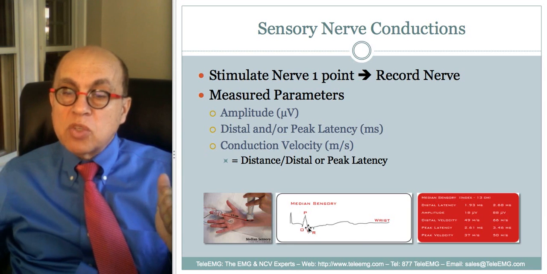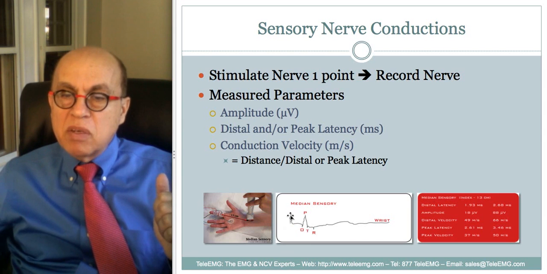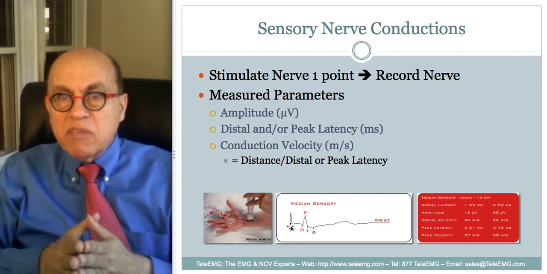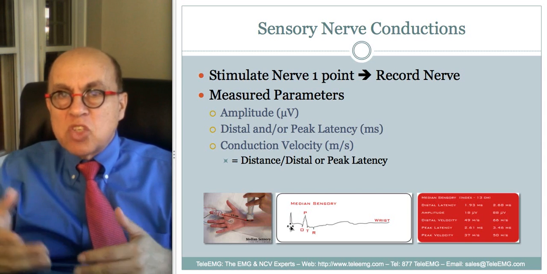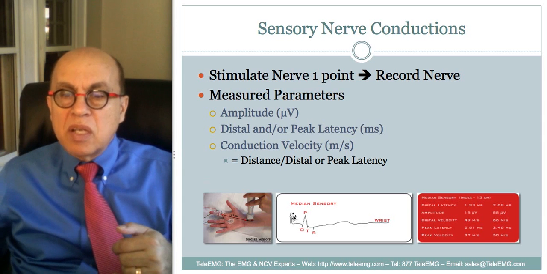Now, here's what I want to show you in this particular setting. You see this sharp takeoff here, waveform? We call that the shock artifact. What does that mean? That means the machine is sensing that you delivered an electrical shock, and it's going to show you what the electrical shock looks like. All right? But then this is really the nerve response.